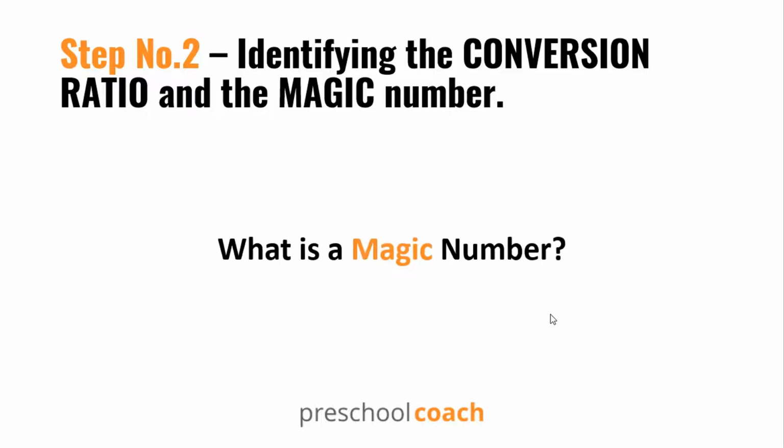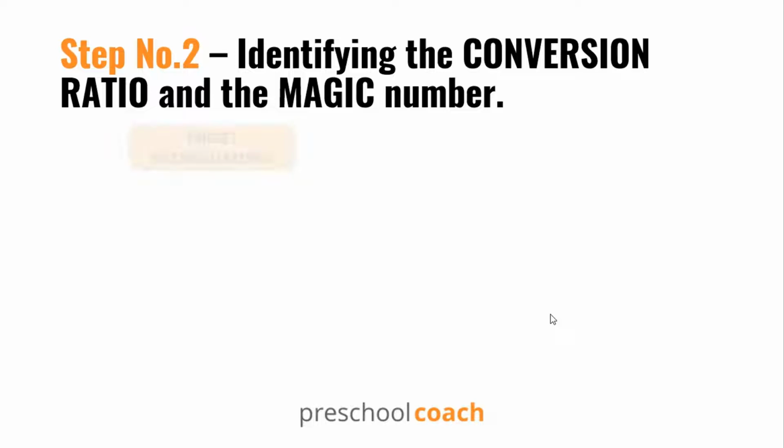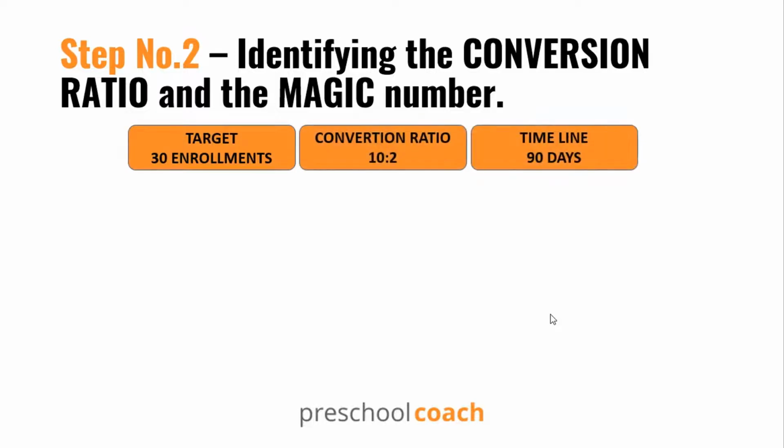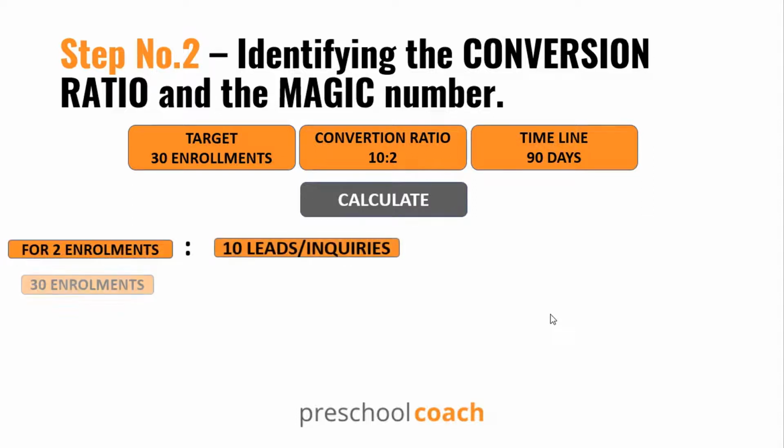So let's consider the below figures. Let's set a target of 30 admissions and also consider your conversion ratio as 10:2. Now let's assume you want to achieve the target of 30 admissions in the next 90 days. And then we do simple maths here. If you can convert 2 enrollments after you generate 10 leads, how many leads will you require in order to convert 30 admissions?